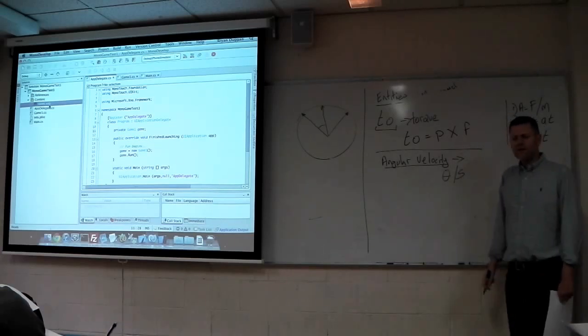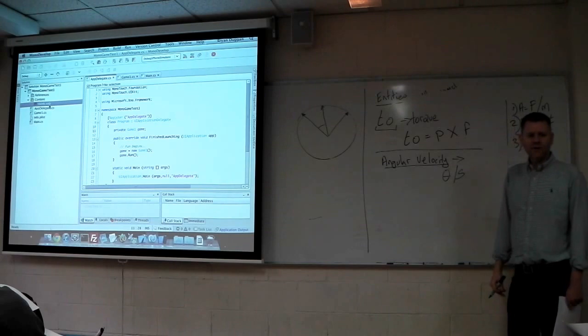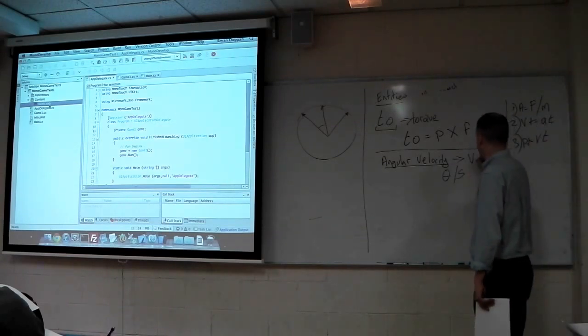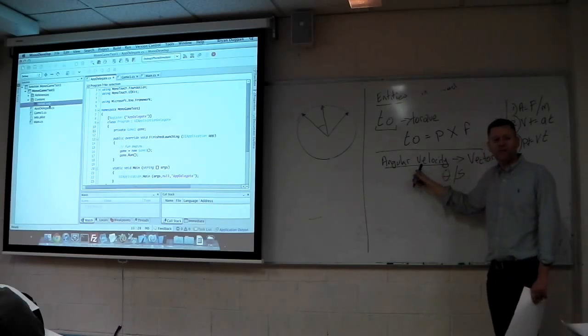Is it going to be a vector or a scalar or a matrix or what? It's a vector quantity, all right? So angular velocity is a vector. Torque is also a vector. We've got angular velocity, so this is another piece of state we need to keep track of.